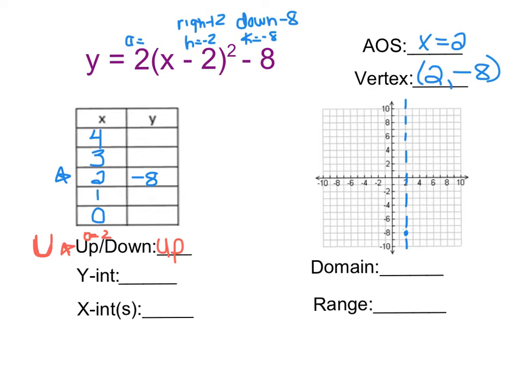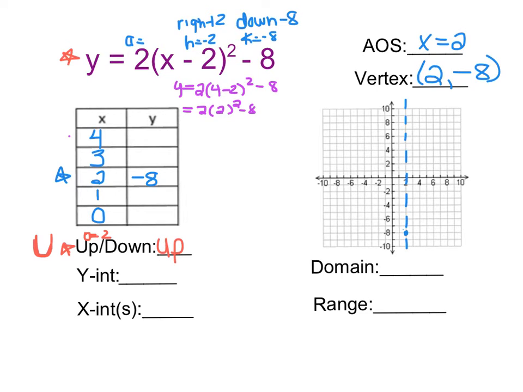So now I'm going to go to my equation here, and I'm going to substitute values into my equation for x and find the corresponding y value. So I'm going to start here with x is equal to 4. So I have y is equal to 2 times (4 minus 2) quantity squared minus 8. So I've substituted 4 in for x, and now I need to follow my order of operations. So I'm going to start with the parentheses here. So this becomes 2 times 2 squared minus 8.